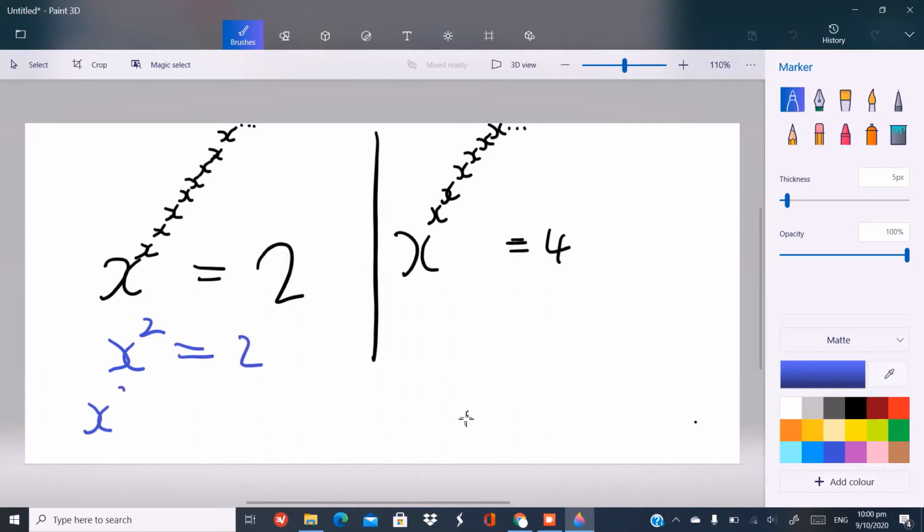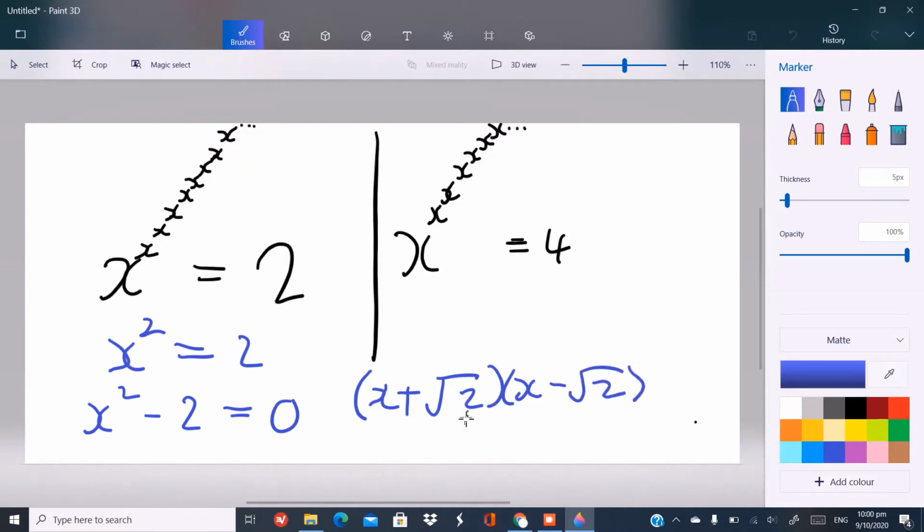So you bring the 2 to the other side, and you can factorize it. (x plus square root 2)(x minus square root 2) equals 0. So x is either negative square root 2 or positive square root 2. There are 2 solutions. And since the power tower goes on and on forever, we can't really check if the solution is correct.